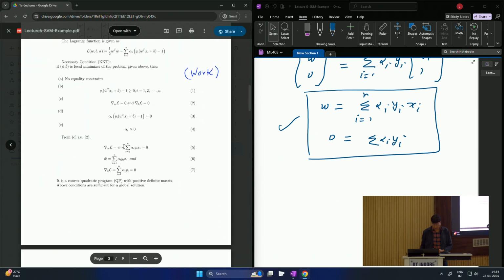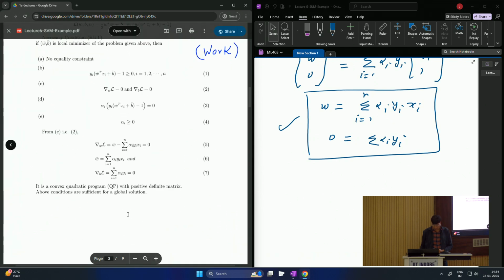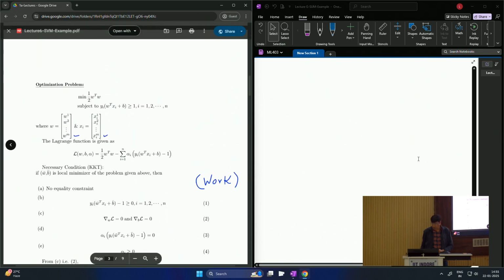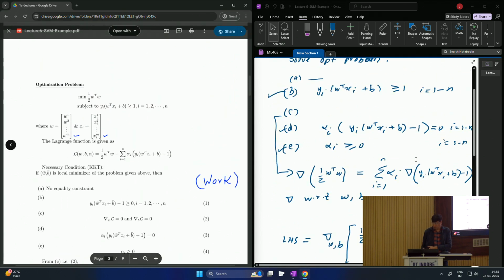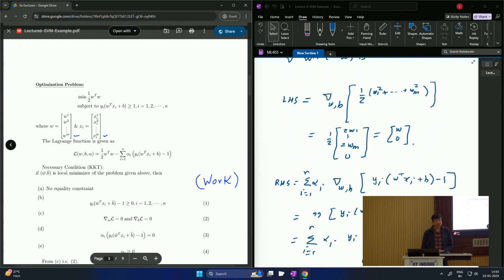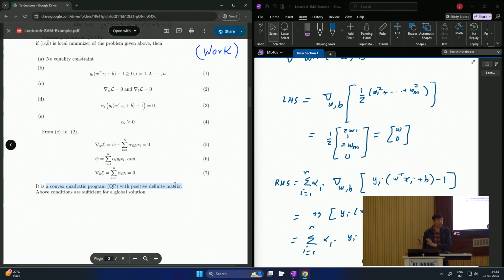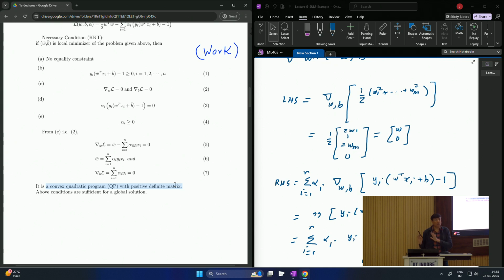So this is what I have written. It is a convex quadratic program with a positive definite matrix. If you look at the gradient of the objective function, it turned out to be just w comma 0. When you ignore b and look just at w, it will be just the identity matrix. Anyways, I'm not going into this. You don't have to worry. These are sufficiency conditions as well. It is a convex problem.